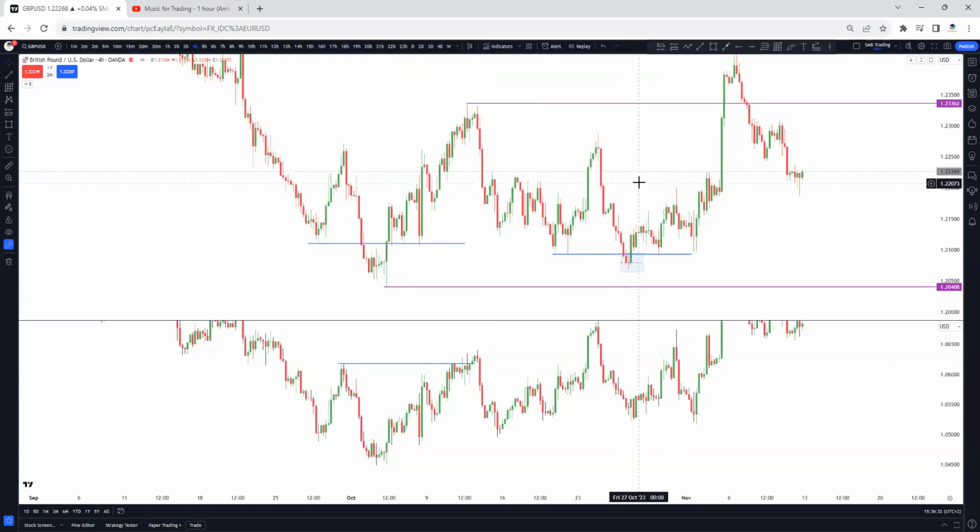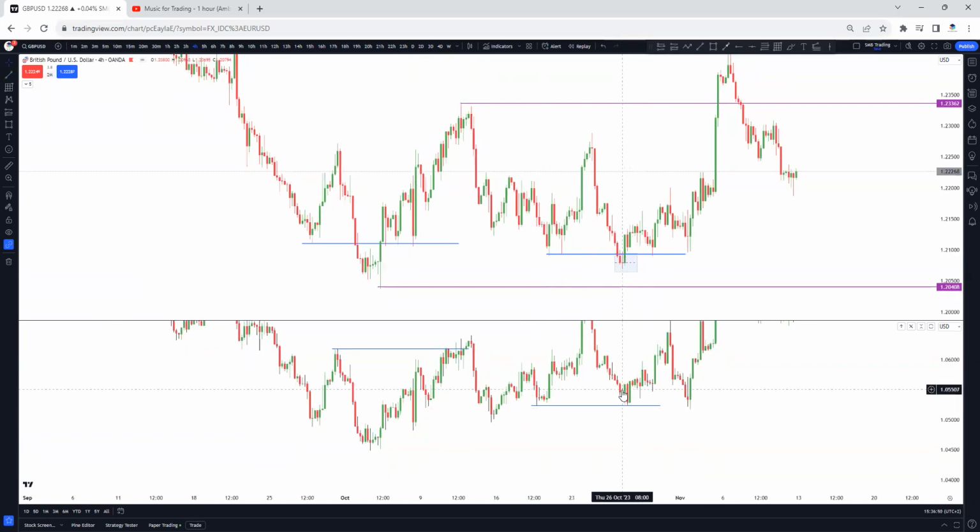And this was an accumulation. And the way to verify that this is not a break of structure, check the correlating pair right here. This is that move. This is that low that has been taken out. You put a horizontal line, and there you are. Price doesn't go below it.